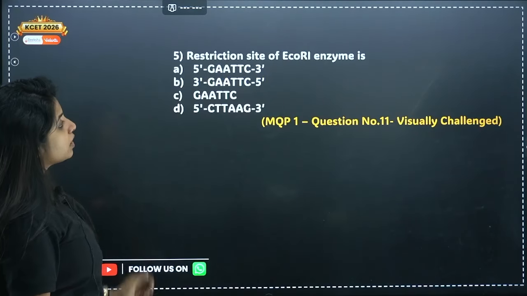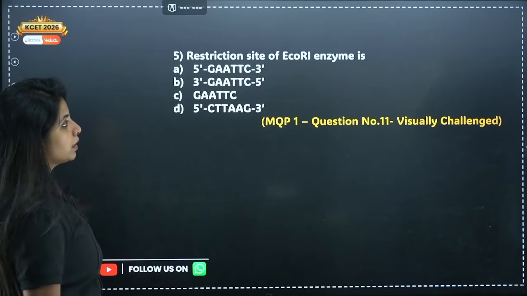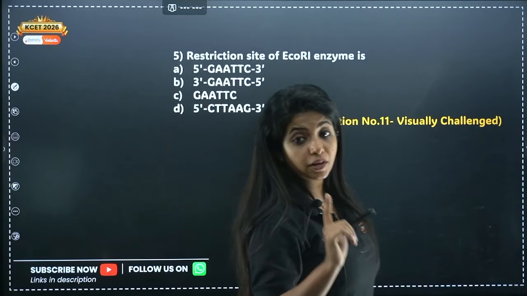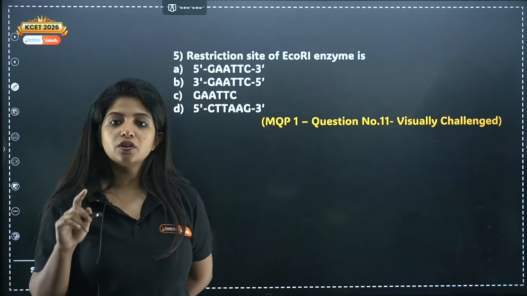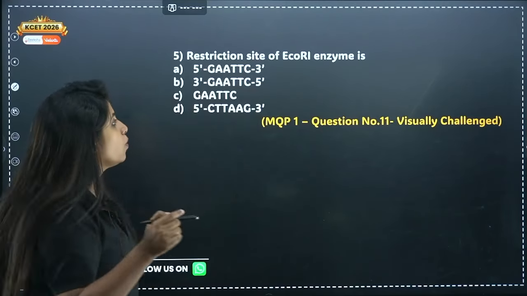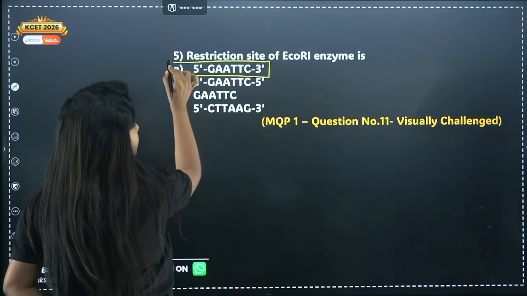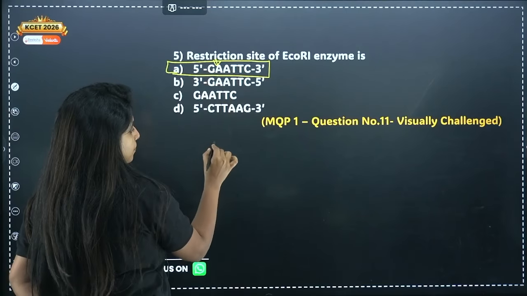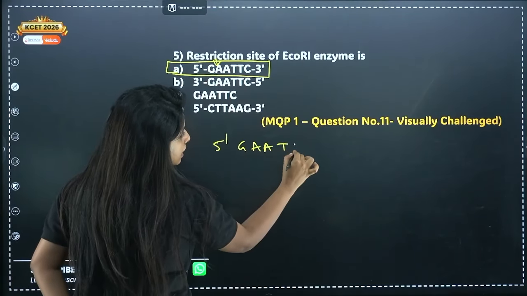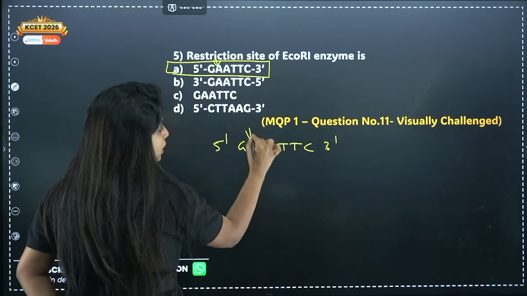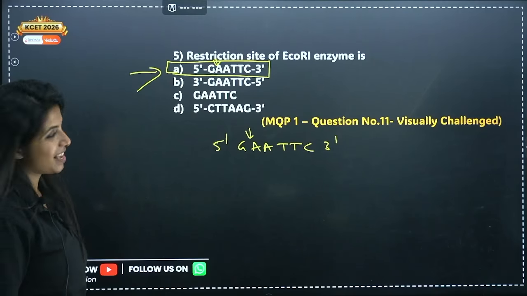Okay, the restriction site of EcoRI enzyme is. What is the restriction site of EcoRI enzyme, my dear children? You know, HindII was the first restriction enzyme to be discovered, and it has a site consisting of 6 nucleotides. Similarly, over here also you have a 6 nucleotide pair, and the site is 5' GAATTC 3'. It cuts between G and A. So it is 5', not 3', it is 5' GAATTC 3', and it cuts between G and A.